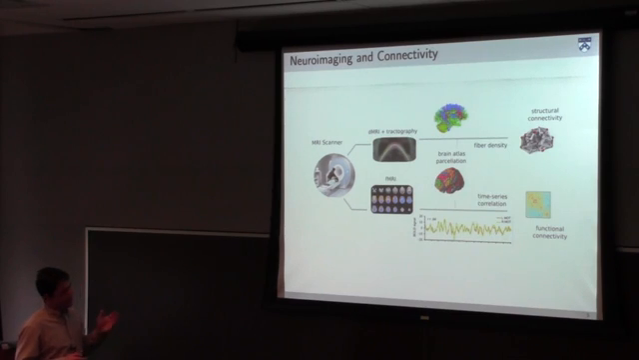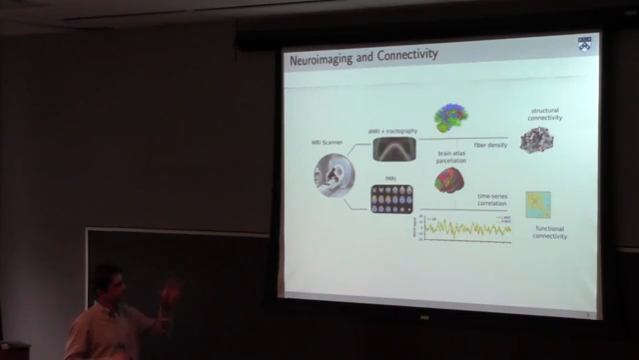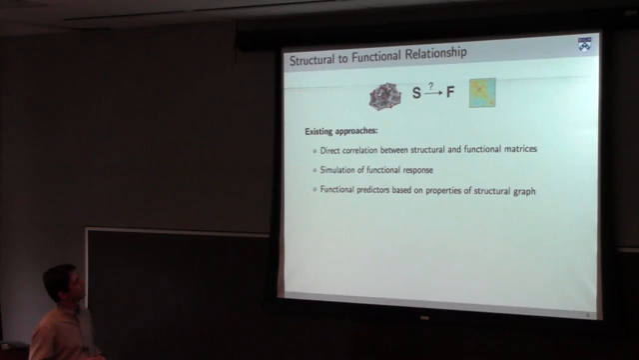And now our problem in specific starts from here. Given a structural matrix, can we find a mapping that brings our structural matrix to another matrix? We call it F hat, which is an estimator or an approximation of the functional matrix that we measured. So this is the project that we are addressing here, the problem.